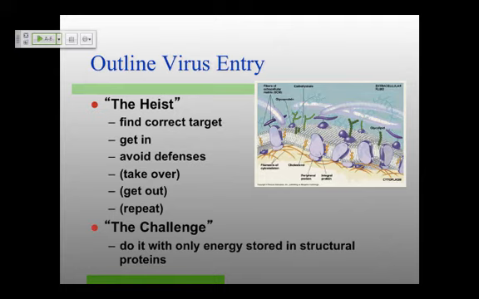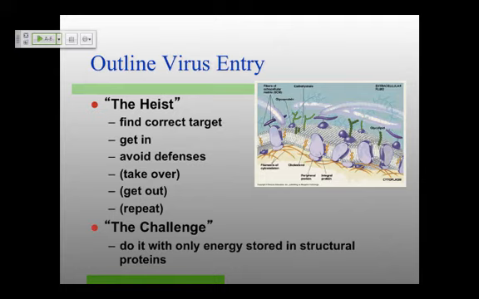So the whole idea with the heist, of course, is that viruses are obligate intracellular replicators. So they somehow have to find the right cell, get into that cell, and avoid the defenses that are present inside that cell. At the same time, they have to do this with only the energy which is stored in the structural proteins or the nucleic acid inside the virion. And so this is tough. This is really a hard thing to do.